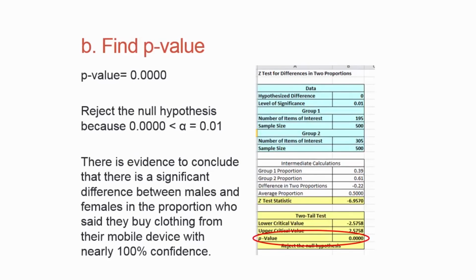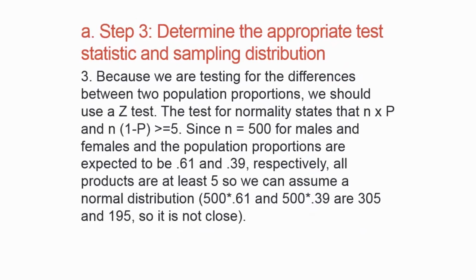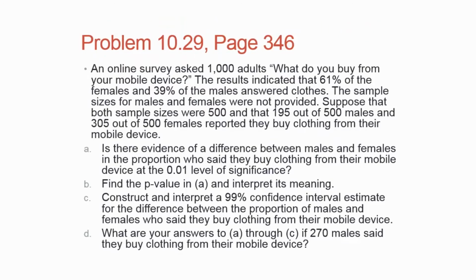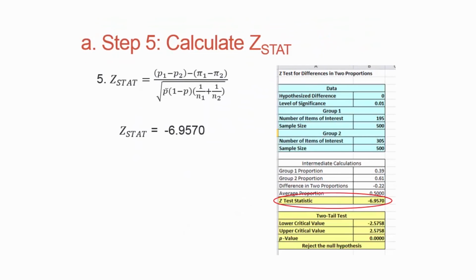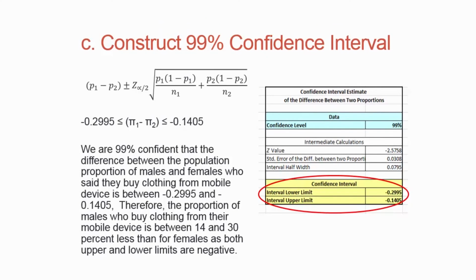Okay, part C, let's go back to the problem again. It said, construct and interpret a 95% confidence interval estimate for the difference between proportions of males and females who said they buy clothing from their mobile device. All right, so this is the formula we use.